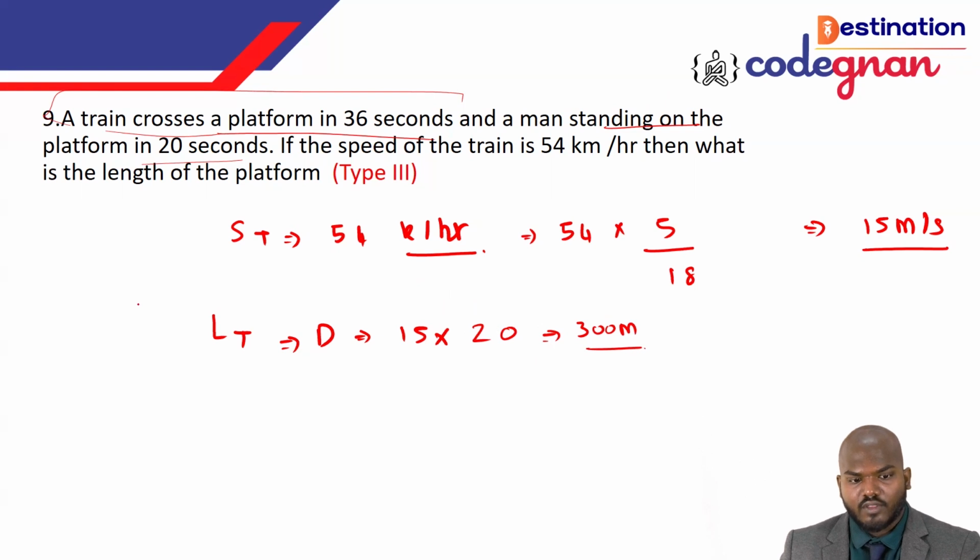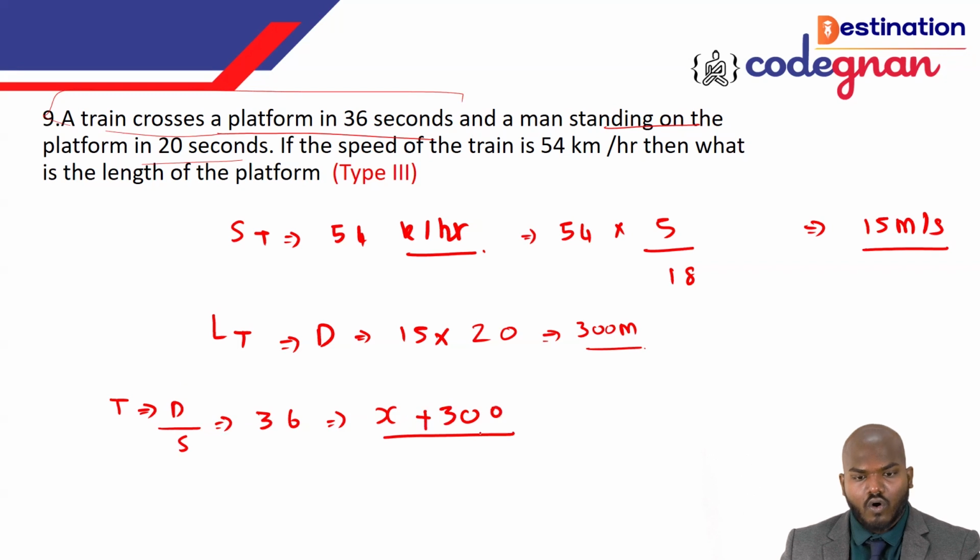And they're asking the length of the platform. So here we have to apply the same thing: t is equal to distance by speed. Time is 36 seconds, which they have given. And distance, we can call it x, the length of the platform. I don't know it, right? So I'm calling it x plus 300 meter, over 15 meter per second.